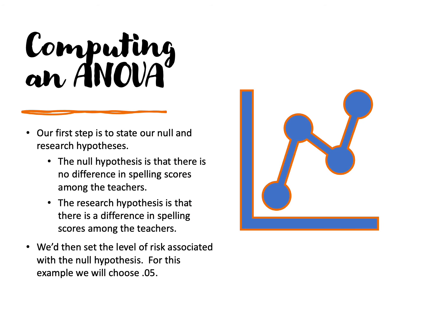We'd then begin the 8 steps of computing an F-test statistic. The first step is to state the null and research hypotheses. In this instance, the null hypothesis is that there is no difference in spelling scores among the teachers. The research hypothesis is that there is a difference in spelling scores among the teachers. Following that, we'd set the level of risk associated with the null hypothesis. For this example, we will choose 0.05.